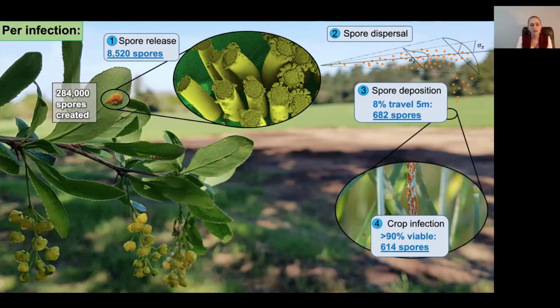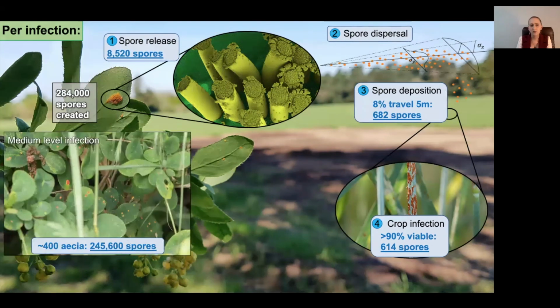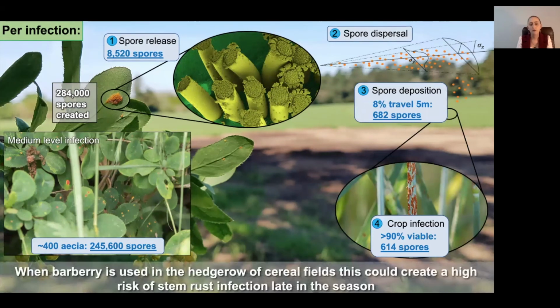However, this sounds like a very small number of spores, but if we look at a single barberry bush, one with a medium level of infection, and look at the number of leaves facing the cereal crop, we have around 400 aecia. So this again is around 250,000 spores. In this case, these spores are viable. If they land on a nice green, tasty leaf tissue, they will go on to cause an infection. So it will be no surprise to many of you that if you have barberry in a hedgerow right next to a cereal crop, this could create a very high risk of getting stem rust infection on the edge of your field late within the season, just as we've seen within the UK in practice.